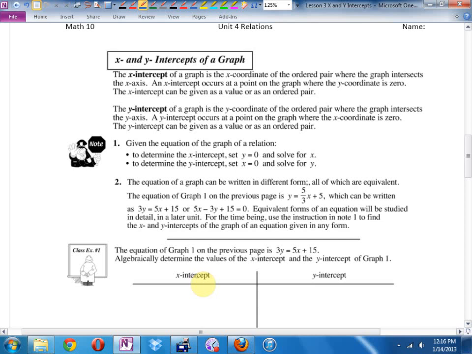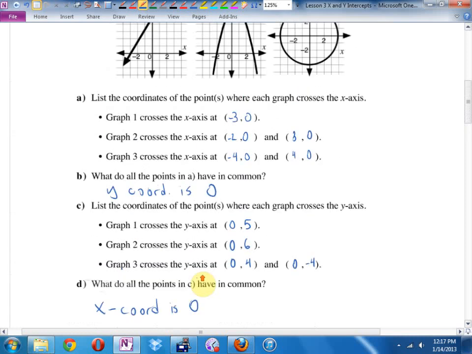We're going to give these points fancy names. We're going to call them intercepts. The x-intercept of a graph is where it intercepts, crosses, touches the x-axis. The y-intercept of a graph is where it intercepts, crosses, touches the y-axis. Look up, you don't have to turn back.